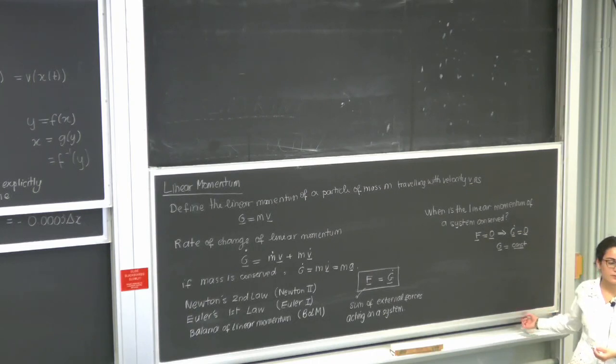So the linear momentum of the system would be conserved if the sum of forces acting on it is 0. And that's basically Newton's, which law of Newton is that? Talks about conservation of linear momentum. If an object is at rest, it's going to stay at rest. If it's moving in a certain way, it's going to tend to remain moving in the same way. That's Newton's first law.